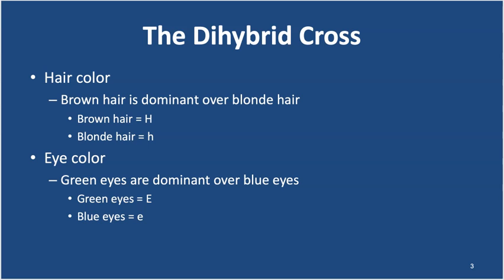Okay, so the setup is hair color. Brown is going to be the dominant color over blonde. So brown is now going to be represented with the capital H, blonde is with the lowercase h. For eye color, green eyes are going to be dominant over blue eyes. And so green eye here is a capital E, and blue eyes are a lowercase e.